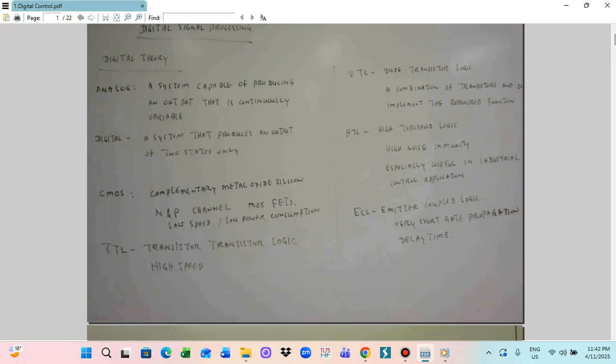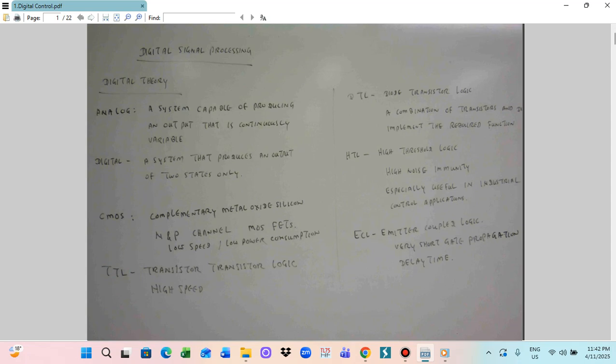Analog means a system capable of producing an output that is a continuous variable. Digital is a system that produces an output of two states only. In this case, CMOS is complementary metal oxide silicon. We can utilize the N or P channel MOSFETs. They have low speed and low power consumption.